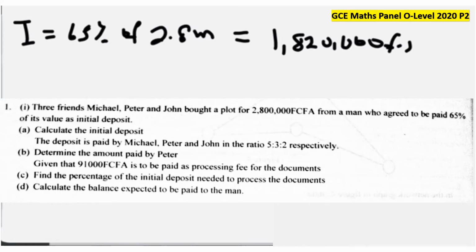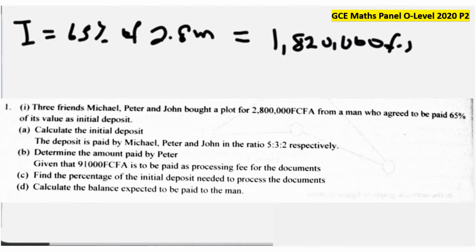Now, the paragraph introduces us to the B part of the question. The deposit is paid by Mike, Peter, and John in the ratio 5:3:2, respectively. Here, respectively means the first name they have mentioned matches with the first number. That is, Mike is 5, Peter is 3, and John is 2. So we calculate the amount paid by Peter using that ratio.